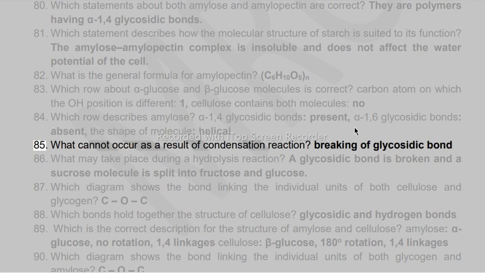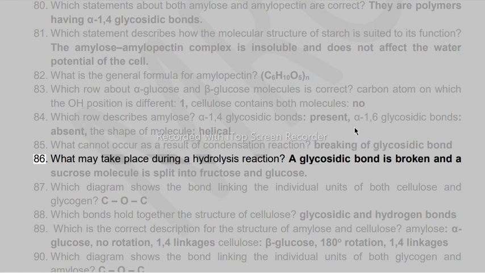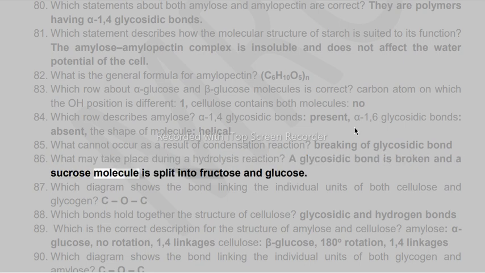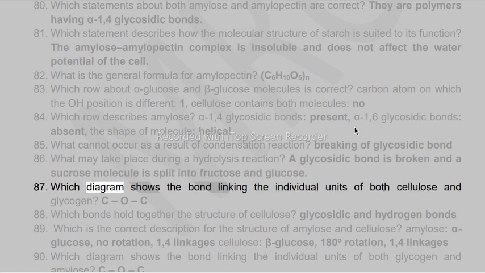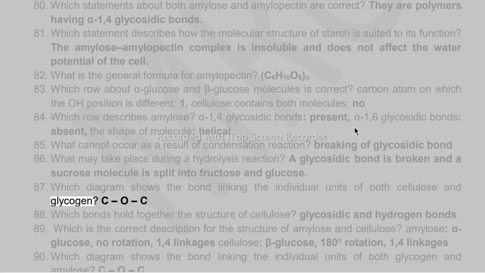85. What cannot occur as a result of condensation reaction? Breaking of glycosidic bond. 86. What may take place during a hydrolysis reaction? A glycosidic bond is broken and a sucrose molecule is split into fructose and glucose. 87. Which diagram shows the bond linking the individual units of both cellulose and glycogen?